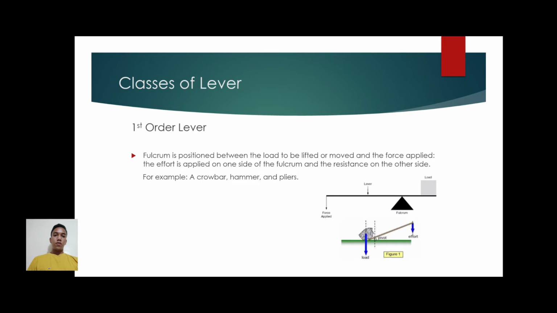Classes of lever. The first order of lever is that the fulcrum is positioned between the load to be lifted or moved and the force applied. The effort is applied on one side of the fulcrum and the resistance is on the other side. For example, a crowbar, hammer, and pliers.